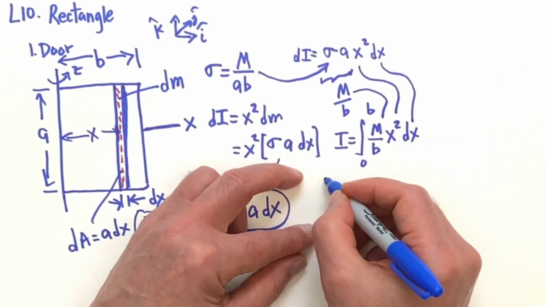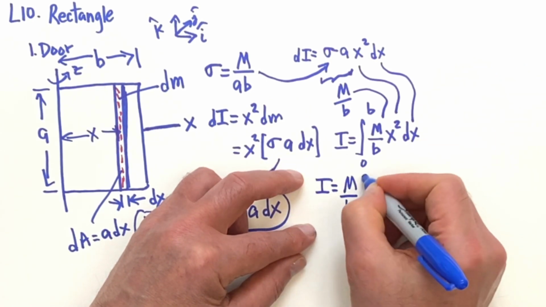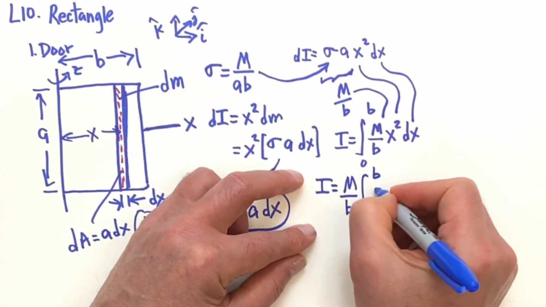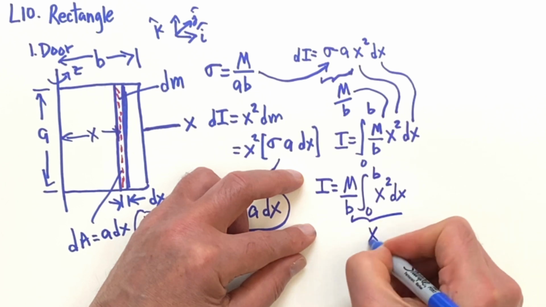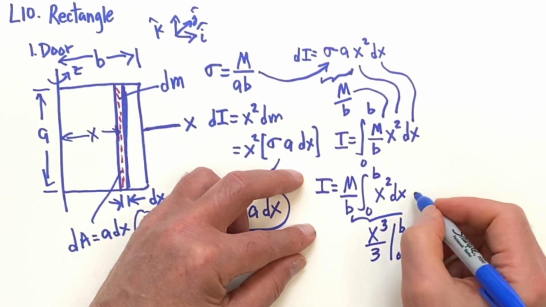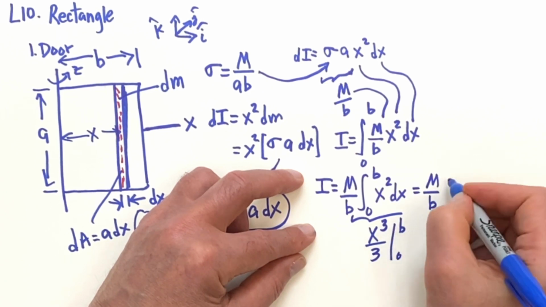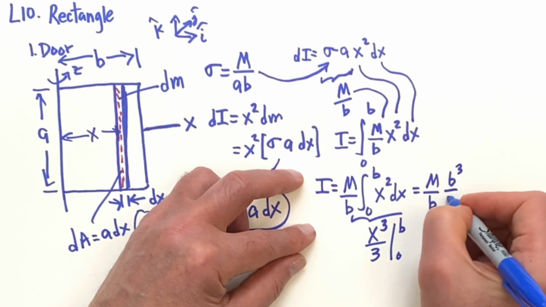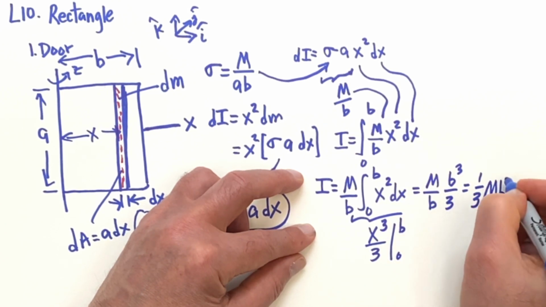And this integral is very easy to do. The M over b can be pulled out, it's constant. And you go from 0 to b, x squared dx. This is going to be x cubed over 3 from 0 to b. So this is going to be M over b, and this is going to be b cubed over 3. This is going to be 1/3 M b squared.